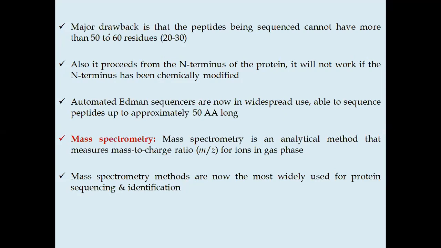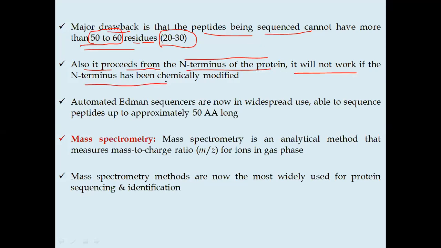But the major drawback of this technique is that the peptide being sequenced cannot have more than 50 or 60 residues, so it works best on 20 to 30 residues. Also, it proceeds from the N terminus of the protein, so it will not work if the N terminus has been chemically modified. This is another drawback: the technique only uses the N terminus of a protein.